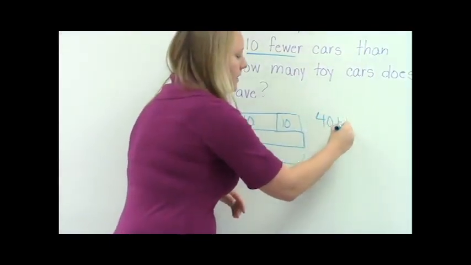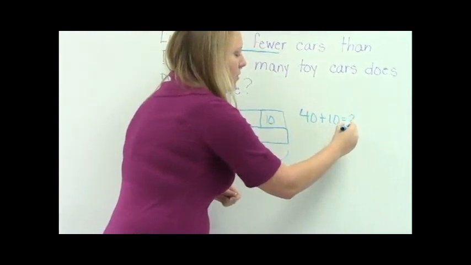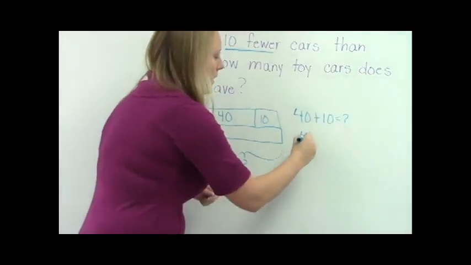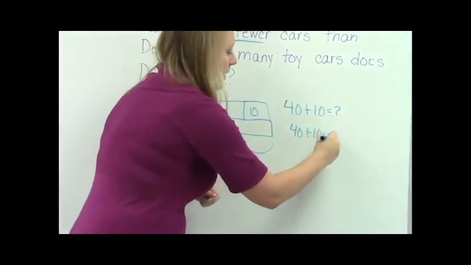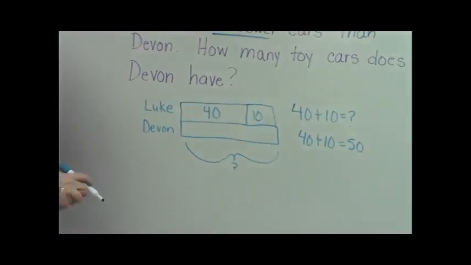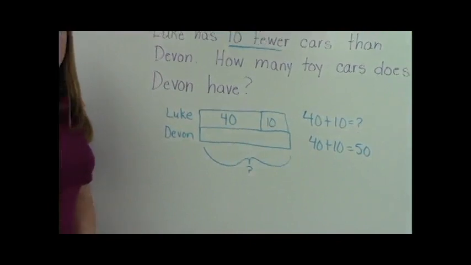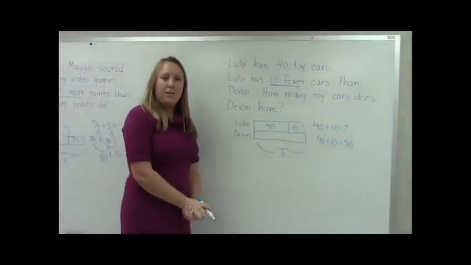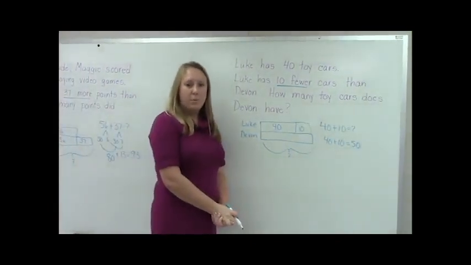40 plus 10 equals question mark. So then 40 plus 10 equals 50. So Devin has 50 toy cars. And that is how we use the bar model in order to solve different types of word problems.